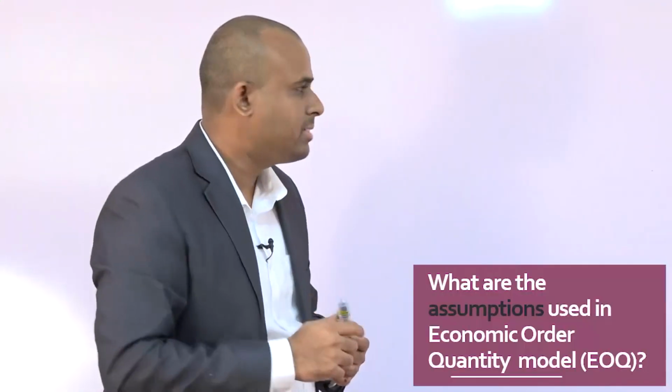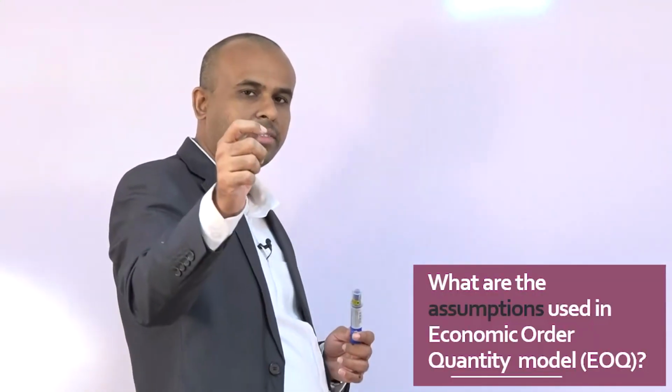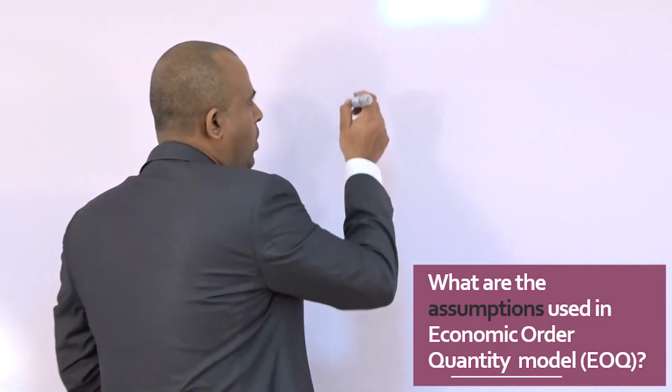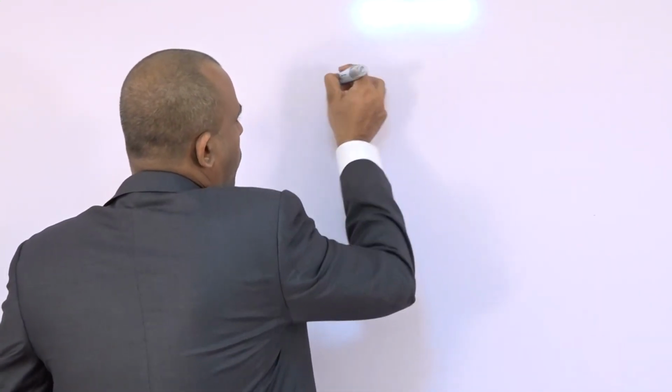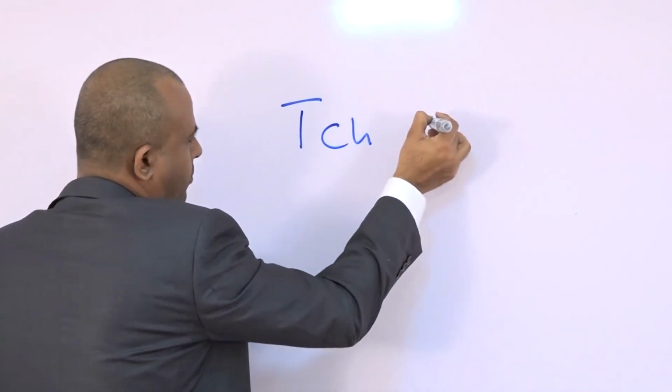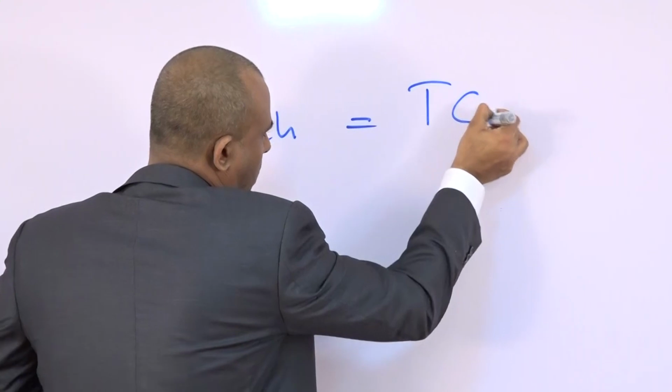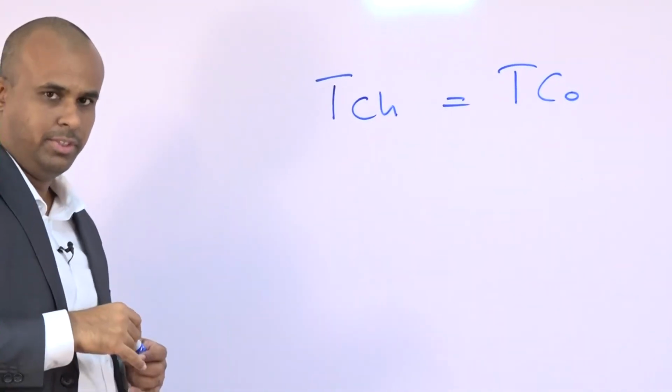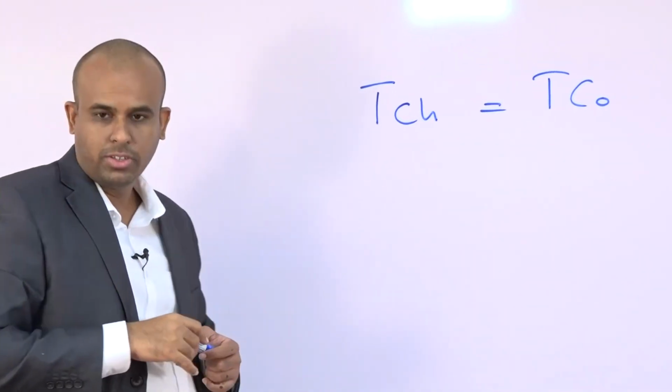Right. Before the next video, let me just tell you how we are going to identify the assumptions in the economic order quantity. We'll identify the assumptions referring to one of the characteristics of the economic order quantity. One of the characteristics of the economic order quantity was total cost of holding equal to total cost of ordering.